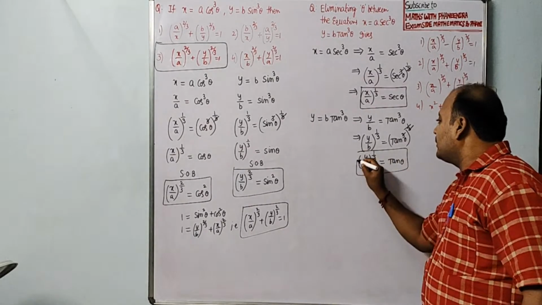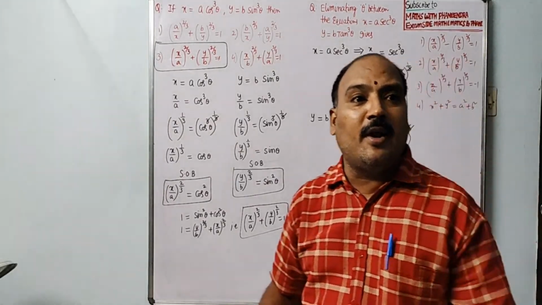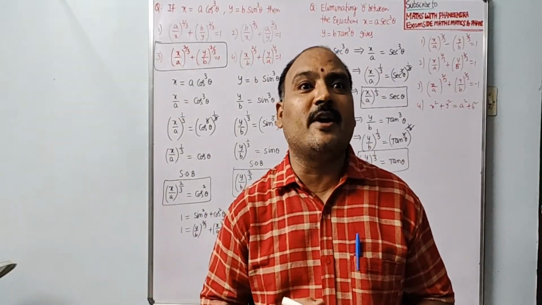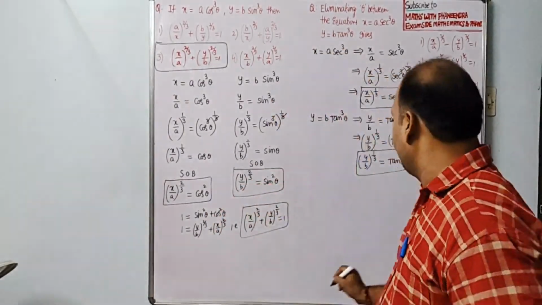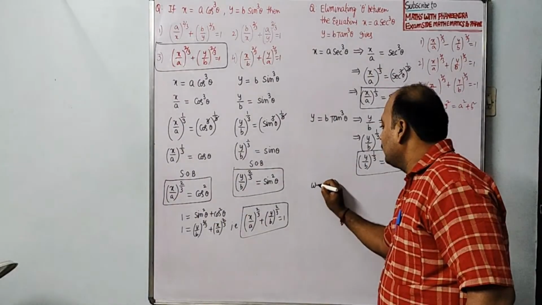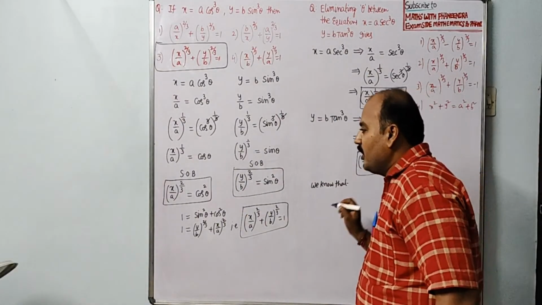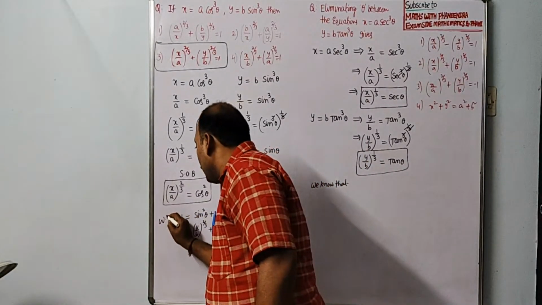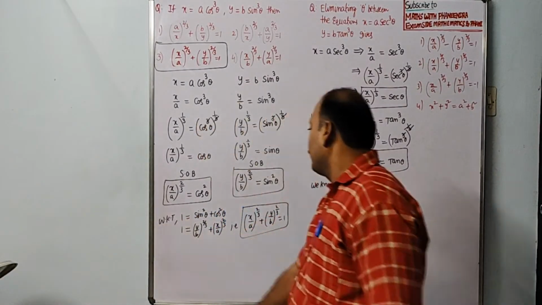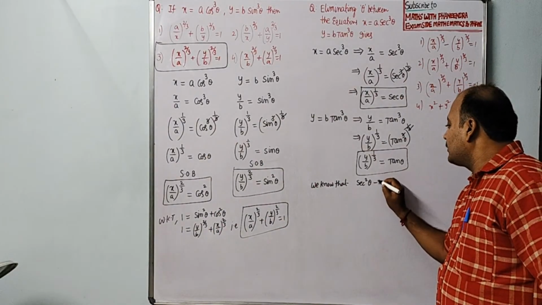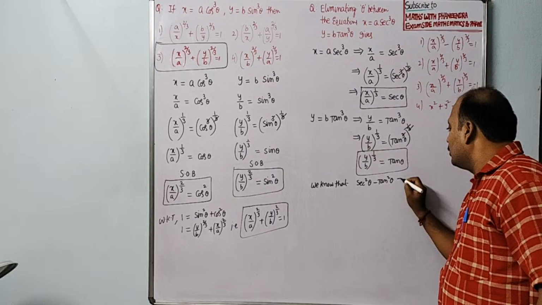What is the relation between secant theta and tan theta? We know that secant square theta minus tan square theta equal to 1. We know that. Even here also we need to write, dear students, secant square theta minus tan square theta is equal to 1.